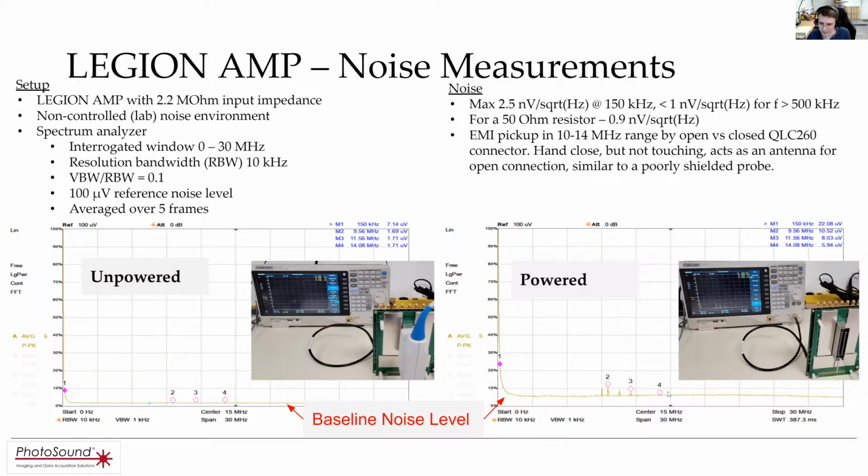There are a few little spikes here, and that's actually due to EMI pickup. This EMI pickup is likely being picked up through the open QLC connector here. Another thing I'd like to point out is that the baseline noise level is around that of a 50 ohm resistor, which is 0.9 nanovolts per square root hertz. Our reference voltage on this noise spectral density graph is 100 microvolts, and you can see we're below the 10% mark here.